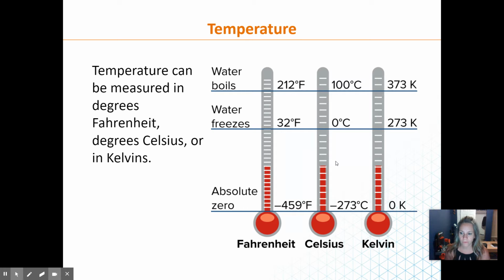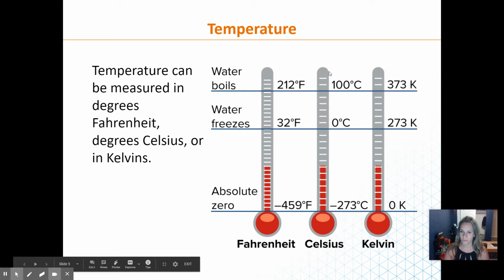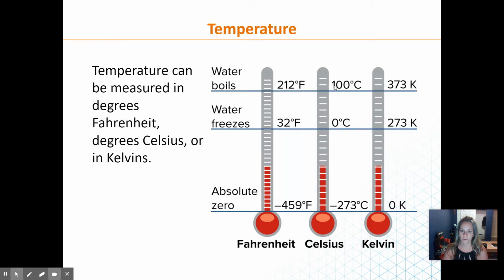So we've got Fahrenheit, which is what we measure temperature with in the US. And this is something to know, but water freezes at 32 degrees and it boils at 212. In Celsius, which is what the rest of the world uses, we measure 0 as freezing and 100 at boiling. So pretty easy to remember. 0 is freezing, and then 100 degrees later, it's boiling.